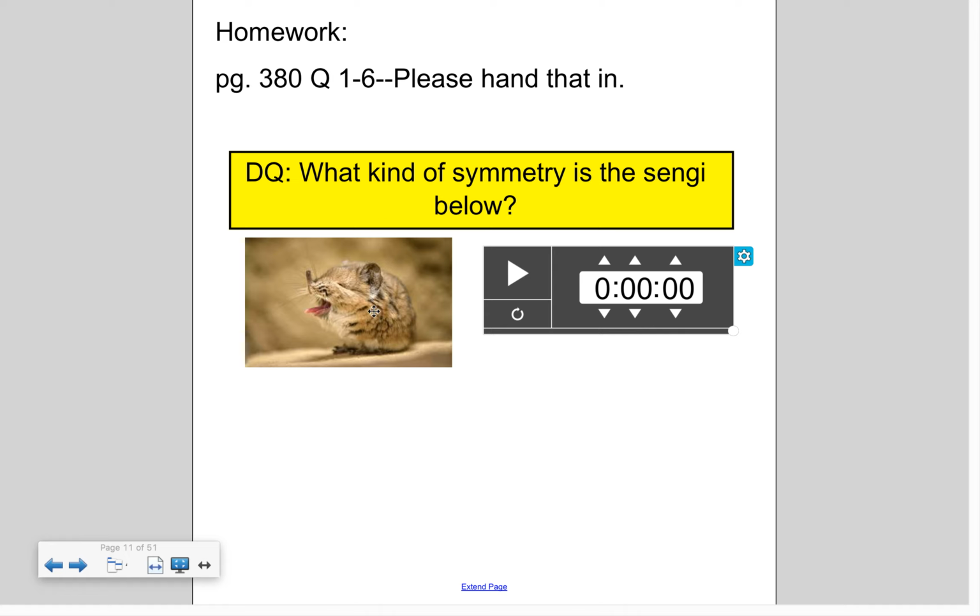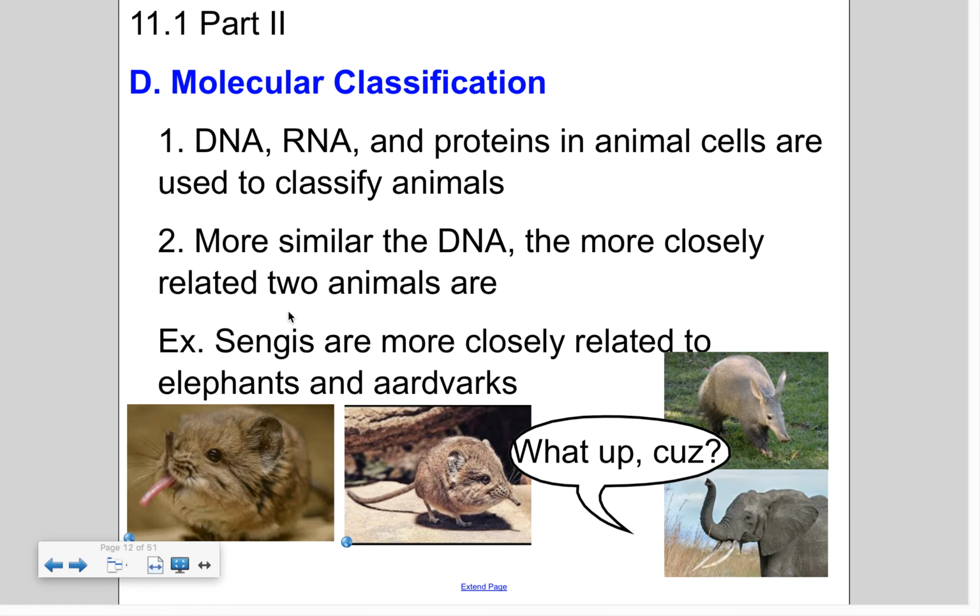So today we're going to continue on talking about what defines an animal. So we're in 11.1 part 2. And yesterday we talked about characteristics that all animals share and then how we classify them by their body plan. Are they radial or bilateral or asymmetrical? Or if they have backbones or no backbones. And so today we're going to continue on with what defines an animal by looking at molecular classification.